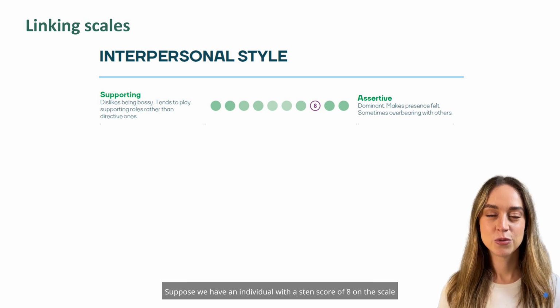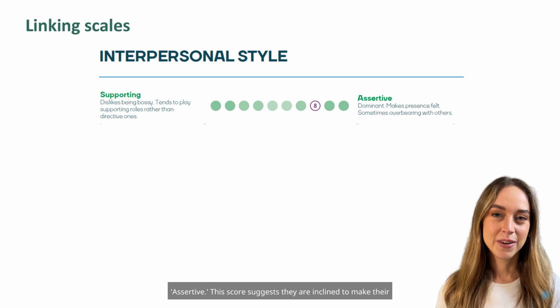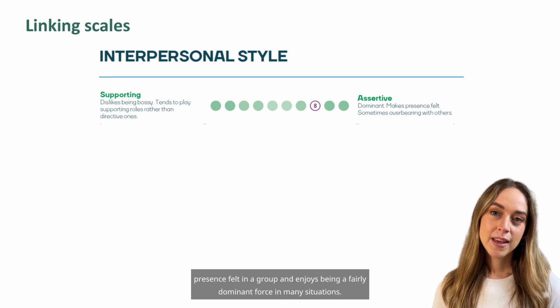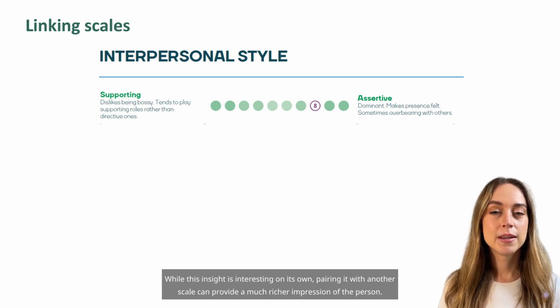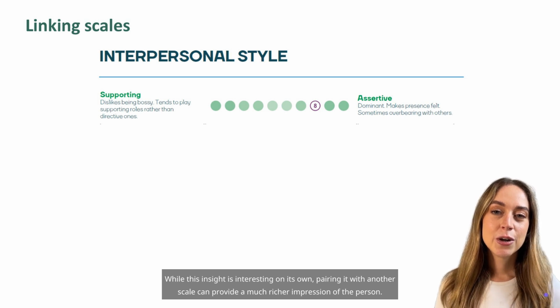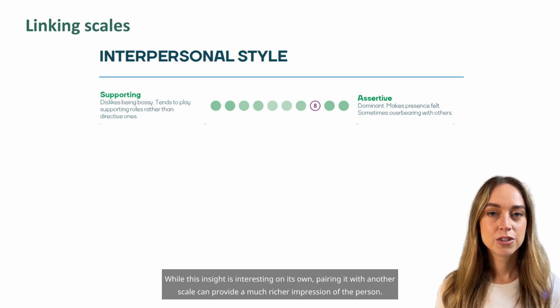Suppose we have an individual with a STEN score of 8 on the scale, assertive. This score suggests they are inclined to make their presence felt in a group and enjoy being a fairly dominant force in many situations. While this insight is interesting on its own, pairing it with another scale can provide a much richer impression of the person.